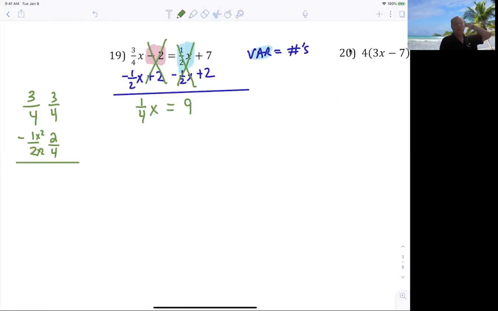So now I have 1/4 x is equal to 9. Now I just multiply by the reciprocal. Again, the reciprocal of 1/4 is 4. So I'm really just multiplying both sides by 4. Then these cancel. X equals 36.